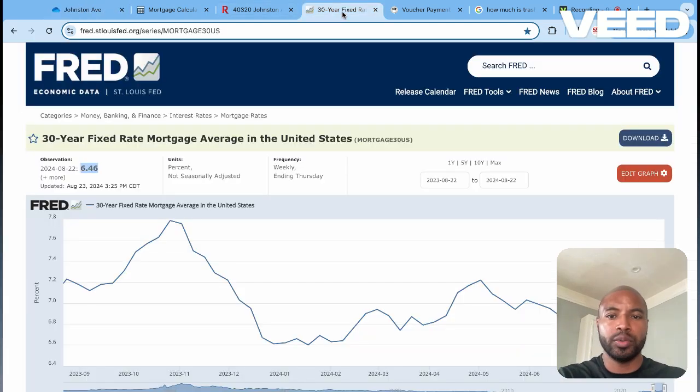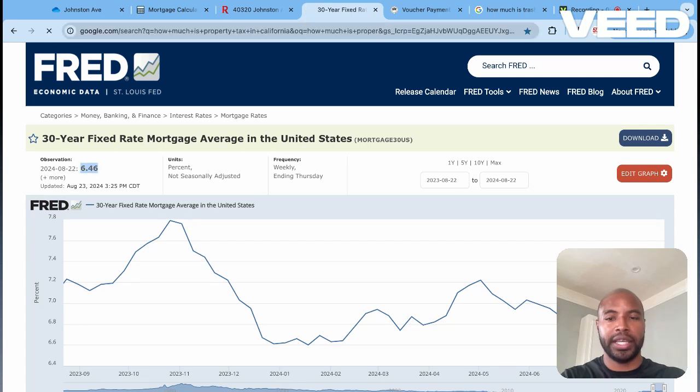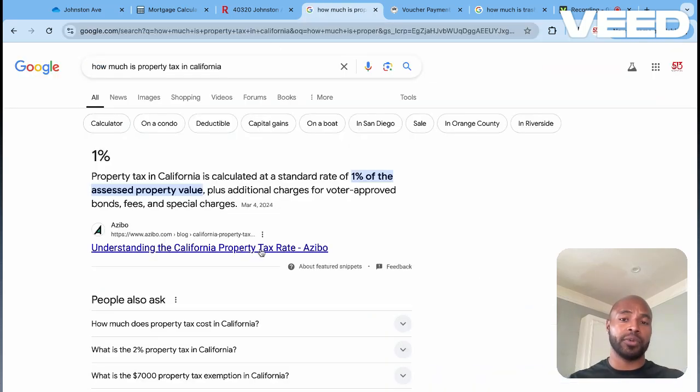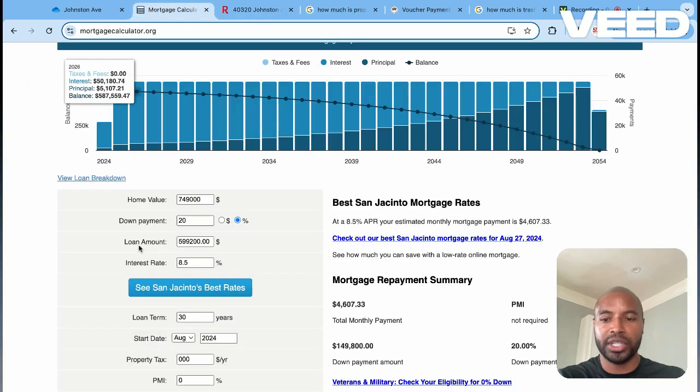Property taxes. When it comes to property taxes, the first and easiest way that I use is going to be Google. I mean, everyone loves Google. How much is property tax in California? And instead of California, if you're not in California, you can go ahead and switch that out for whatever state that you are in. But here in California, it's 1%. So 1% of what exactly? 1% of the purchase price. So 749,000 times 1% is going to be 7,490.